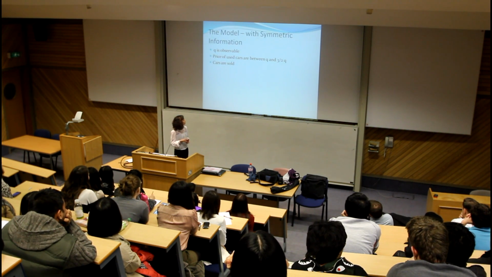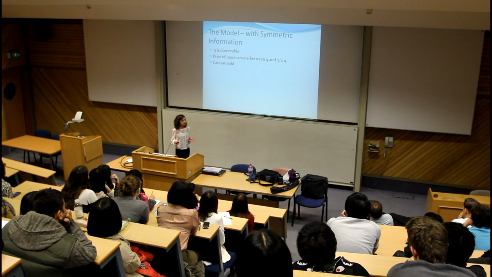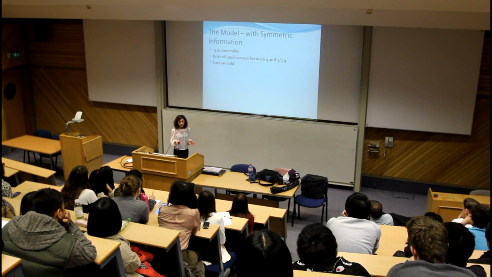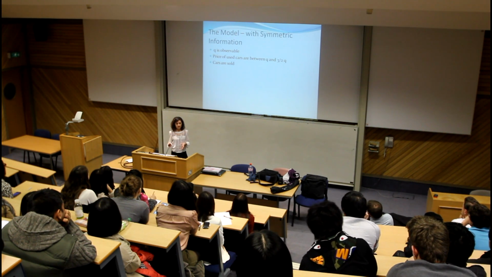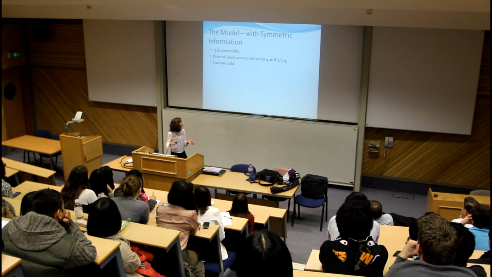With symmetric information, Q is observed because we know the quality of that car. So the price of used cars is going to be between Q and 3/2Q, and cars can be sold in the market. There will be trade of cars in that market.